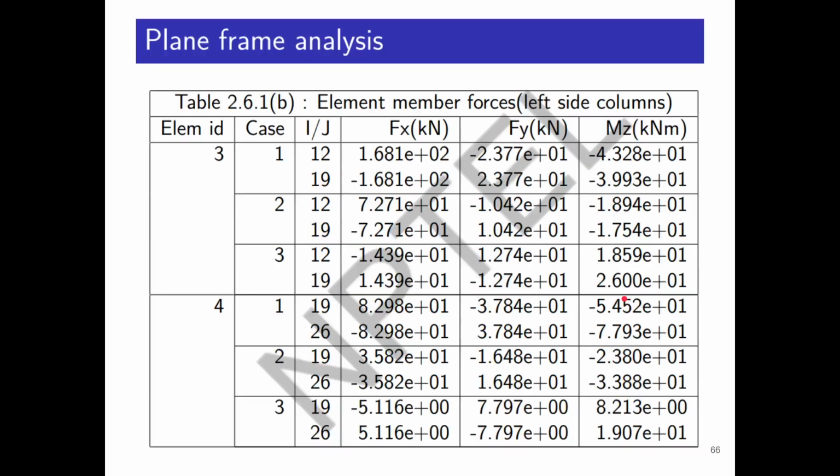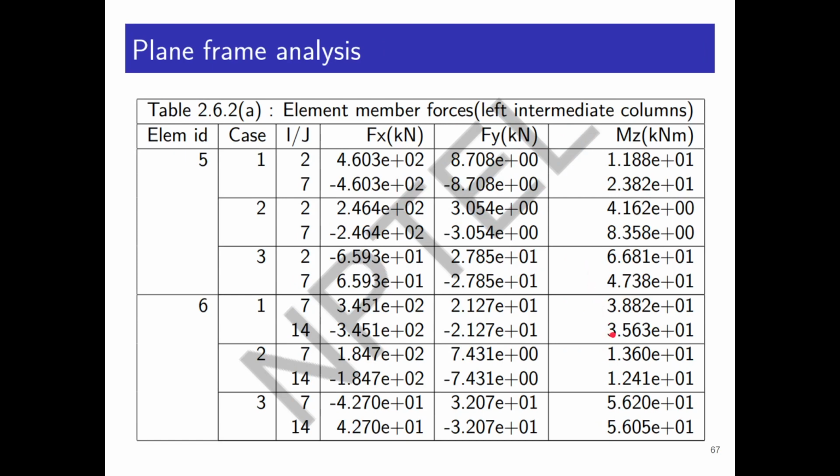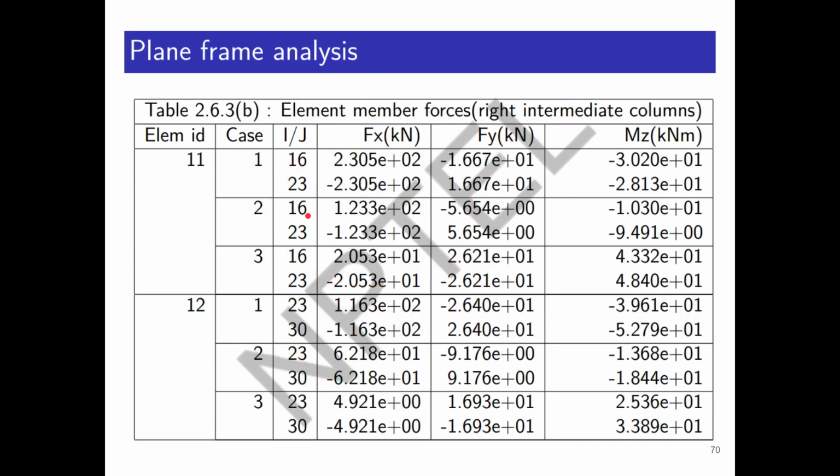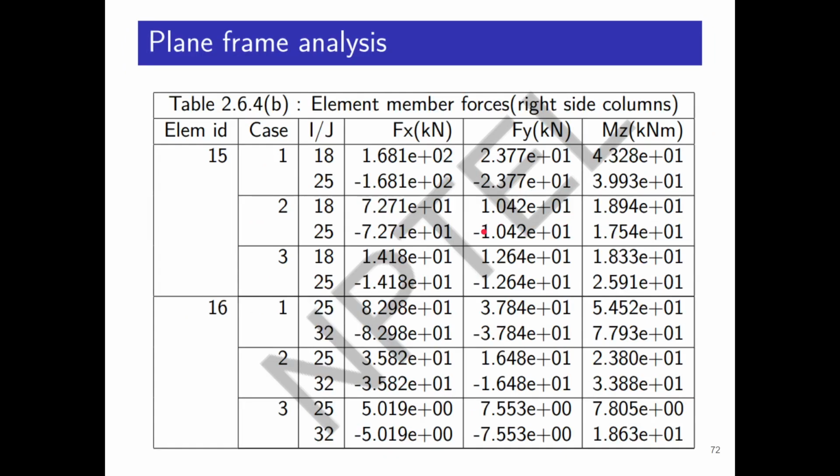So these are the values for the columns which have been acting. Initially I think it was for beams, now it is columns. At various locations, say left, intermediate, and right intermediate. These are the results based on the analysis of the structure using structural analysis software.